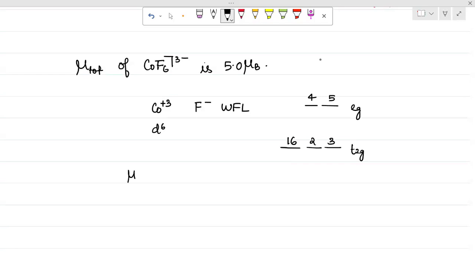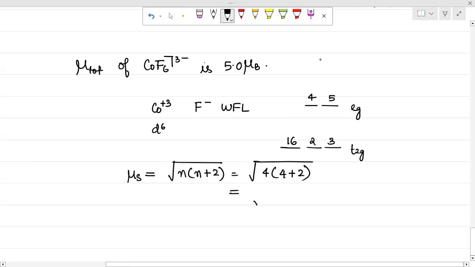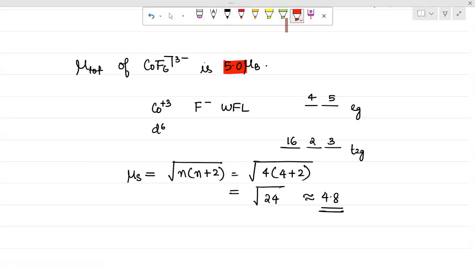Now, if you consider the spin only magnetic moment, you will get the square root of n into n plus 2. There are 4 unpaired electrons, so 4 into 4 plus 2, which is 6, root of 24. You will get this value as approximately 4.8. But you can see that your value is not 4.8, it is slightly higher. Why is the value higher?